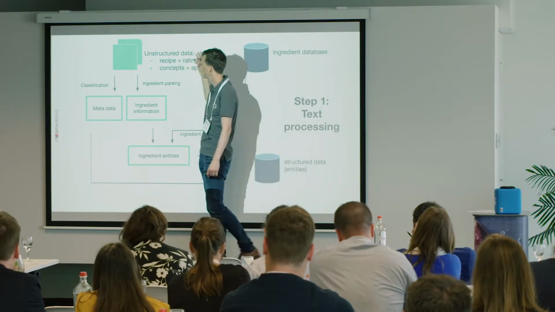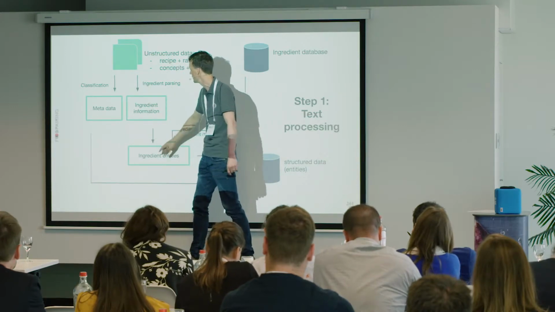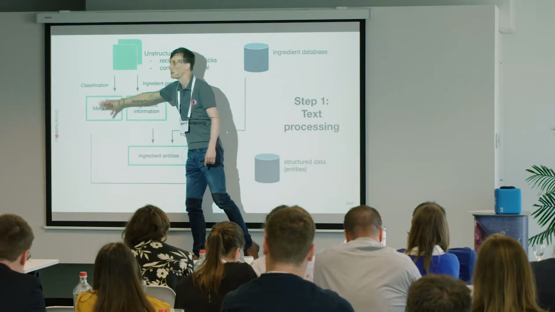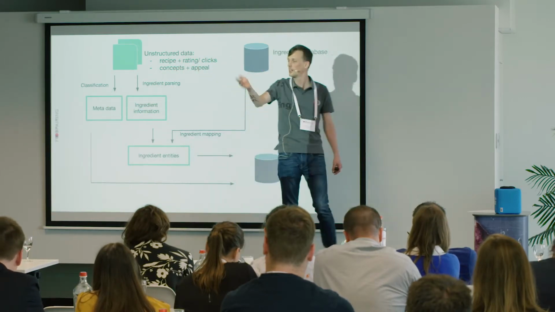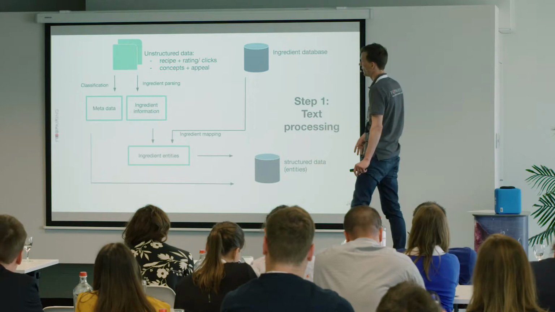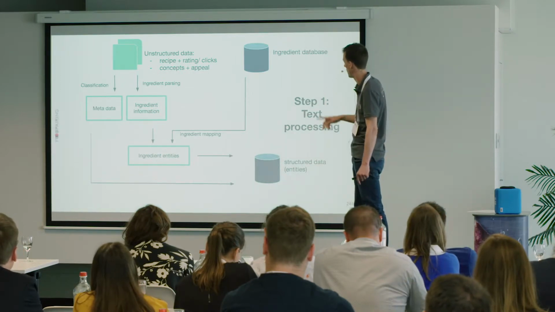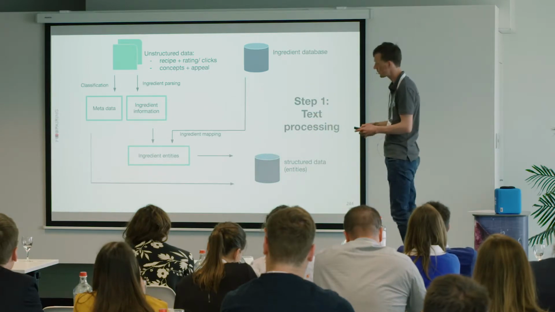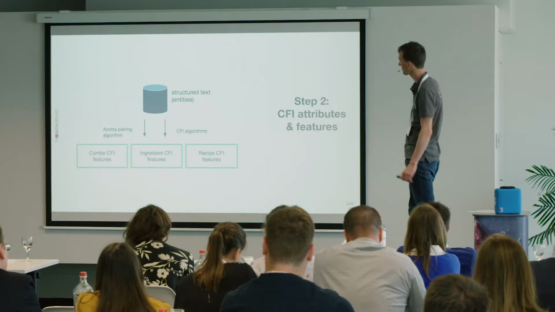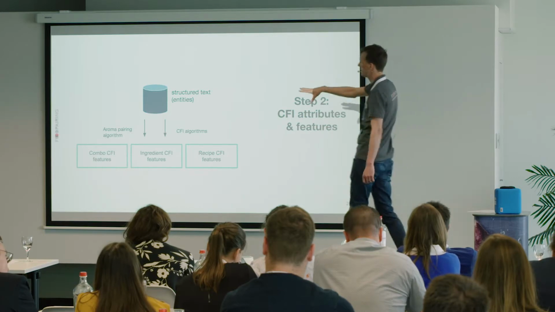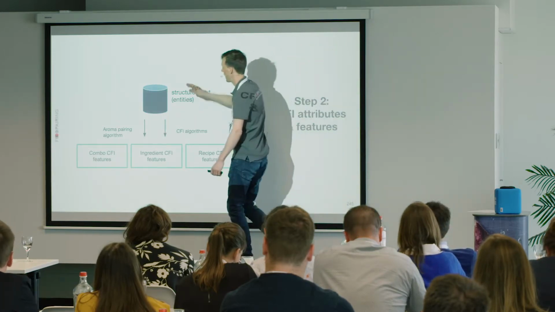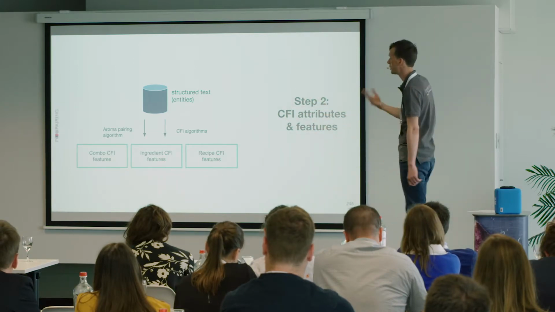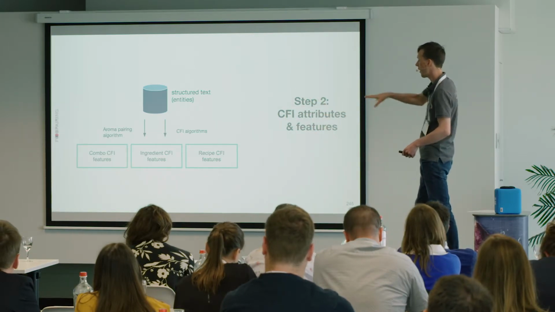So from example recipes, we will extract the ingredients, we will link them to our ingredient database, and we will add again metadata like cuisine, type of dish, and so on. So the first step is again to have this data in a structured way. Then from that data, we're going to extract the attributes. So attributes like popularity, trending, familiarity, novelty are extracted.